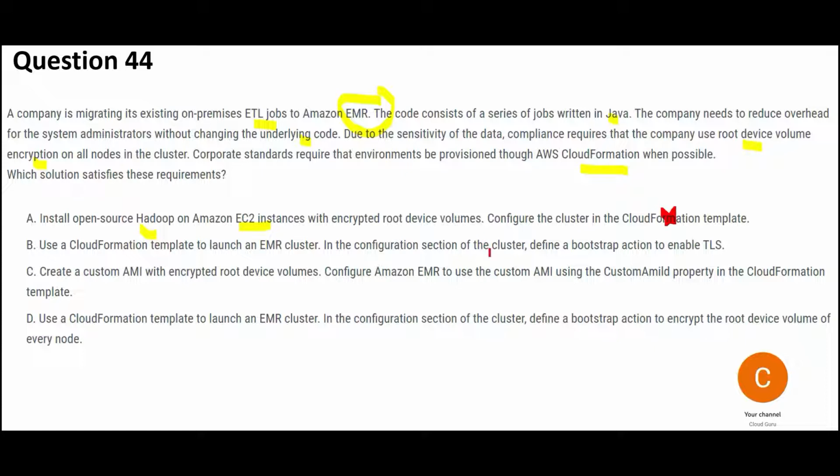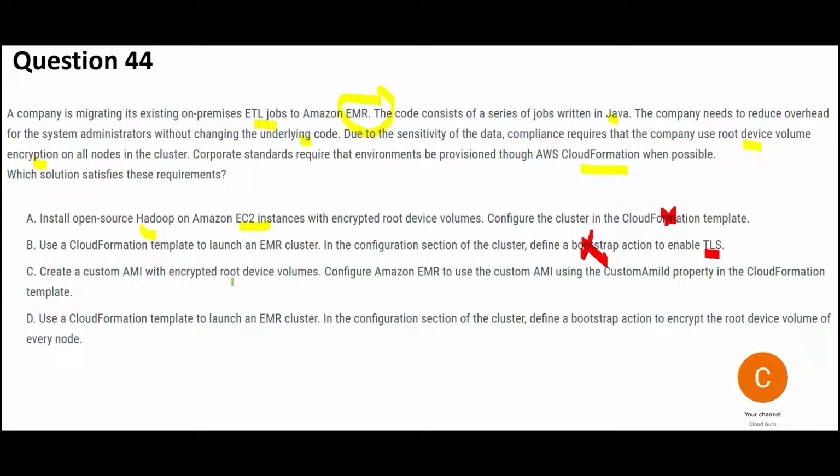Now option B, it is not addressing the encryption problem fully. It is telling you to use TLS. TLS is an encryption in transit protocol, whereas here with respect to encryption, we are talking about encryption at rest. Anything that you store in the root volume should be encrypted. That means we are not talking about only encryption in transit, we are talking about encryption at rest.